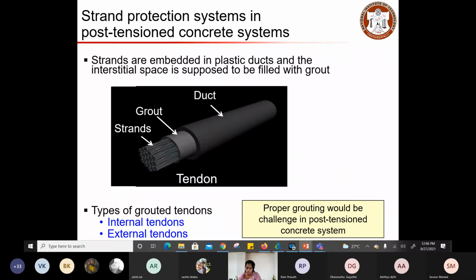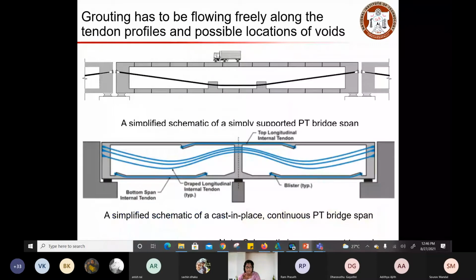Those voids would eventually lead to moisture ingress and chloride ingress, which could cause corrosion. So it is very important to take care of grouting, and proper grouting would be challenging in post-tension concrete systems. But we have certain ways and technologies to ensure that grouting can be done properly by avoiding any voids inside the system. Here you can consider general structural members that we use in constructions, and the strand profile that we adopt for different types of cross section. The first one represents the simply supported beam section, and the second one represents your continuous pre-tensioned beam element.